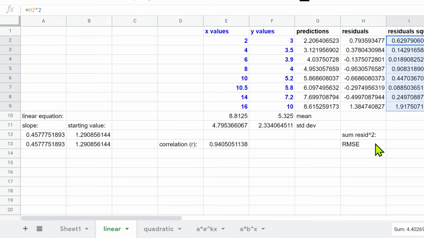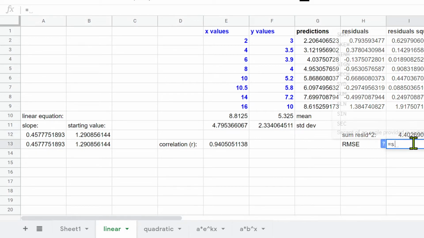Now, the RMSE is the square root of the sum of the residuals squared divided by 2 fewer than the number of data points. So let's find the sum of our residuals. That would just be as simple as sum this column, which is I2 to I9. There you go. Enter, and there's the sum of our residuals. Now, the RMSE is the square root of this sum divided by n minus 2.